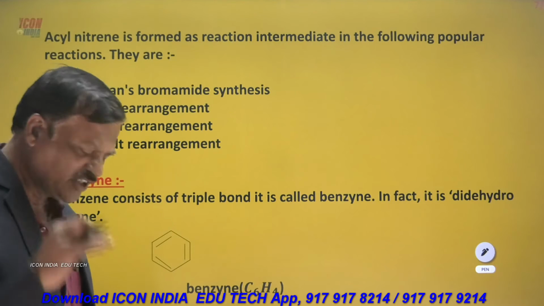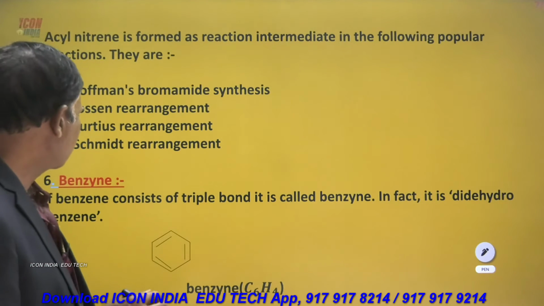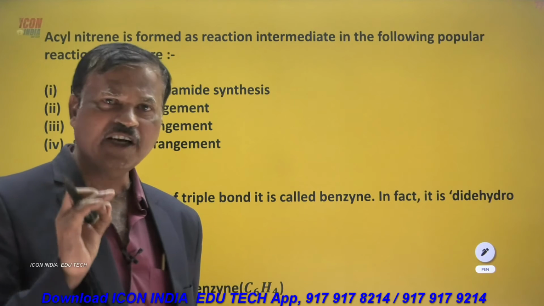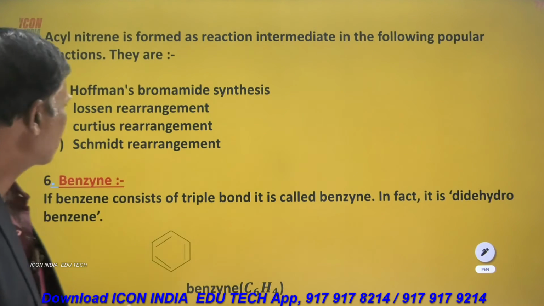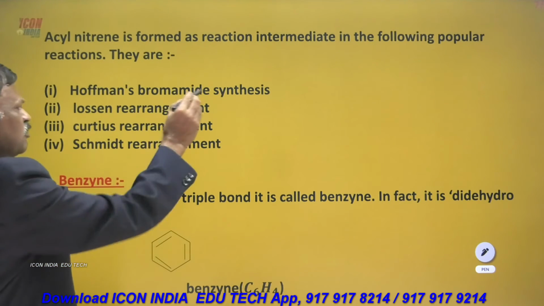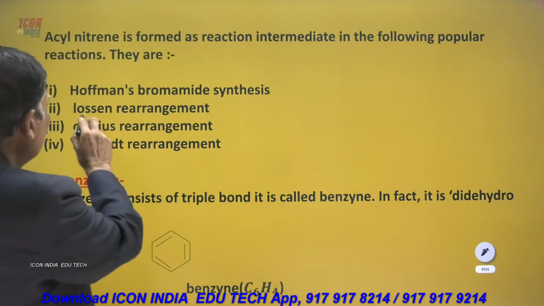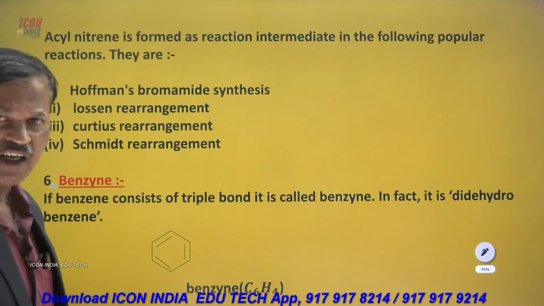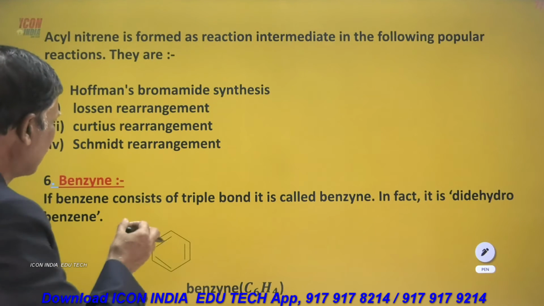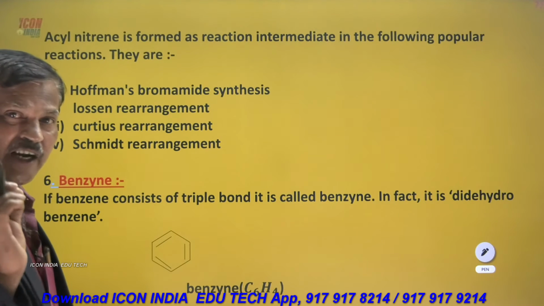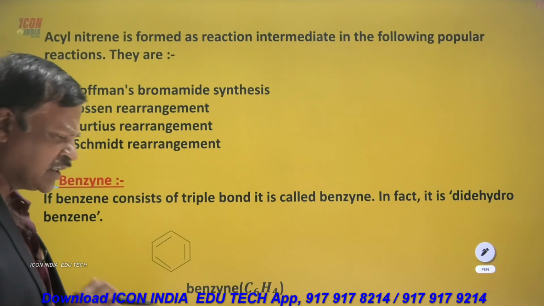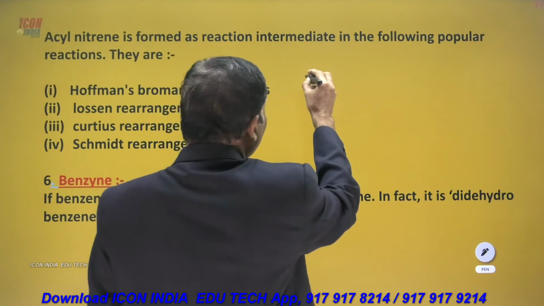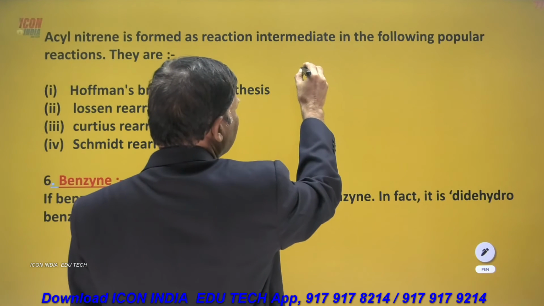The most important thing, these nitrenes are formed as reaction intermediates in very important reactions like Hofmann's bromamide synthesis, Lossen rearrangement, Curtius rearrangement, Schmidt rearrangement. In these 4 reactions, this nitrene is formed as a reaction intermediate. Particularly, how these nitrenes are formed, please have a look.